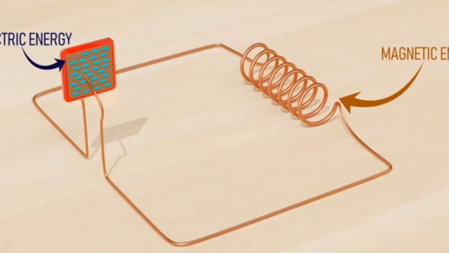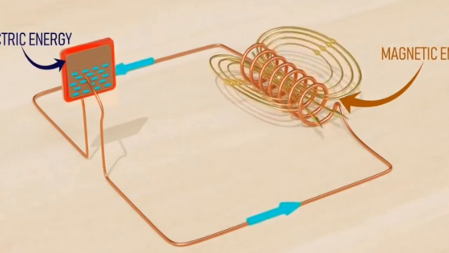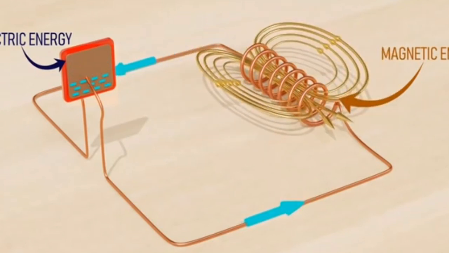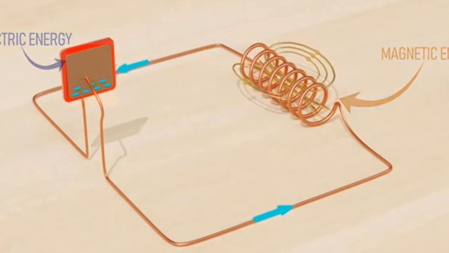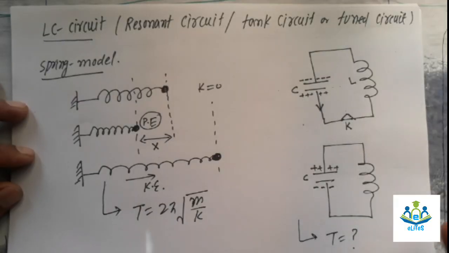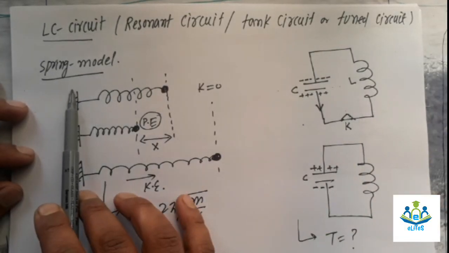This setup can be viewed in analogy with a spring attached with a mass. There, potential energy is converted into kinetic energy and kinetic energy is converted into potential energy. There, the oscillation is simple harmonic and here the energy exchange is also simple harmonic. I can draw an analogy between this LC circuit and a spring model.